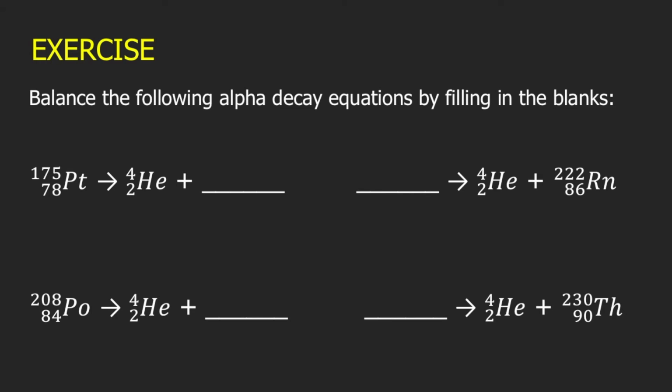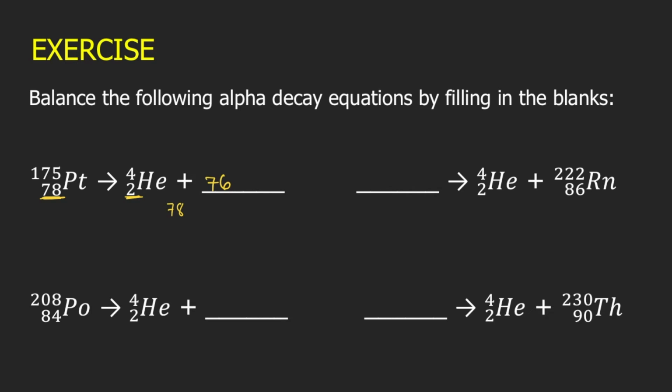So for the first one, on the left side, the atomic number is 78. On the right side, the atomic number is 2 plus blank. So what should you put in the blank to match the right side and the left side? So you put 76. Because 2 plus 76 is 78.